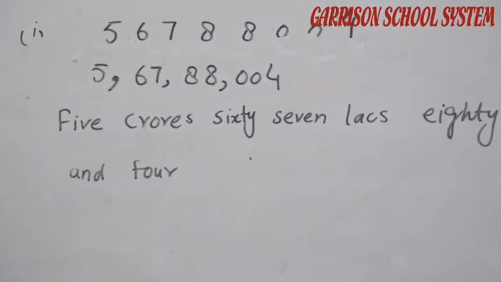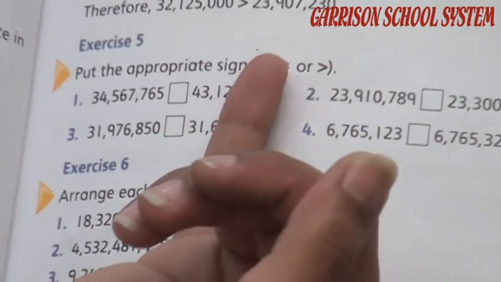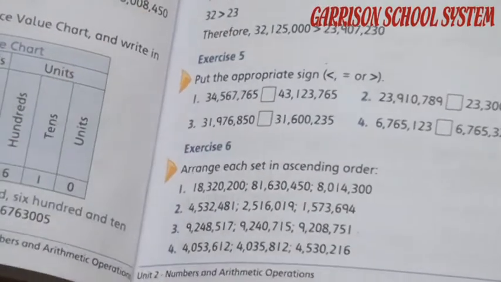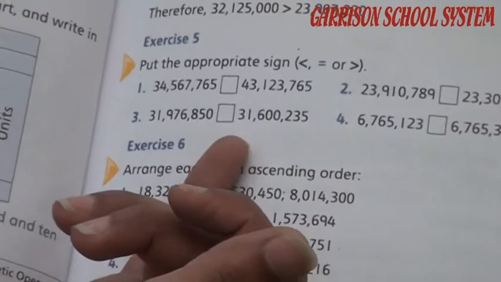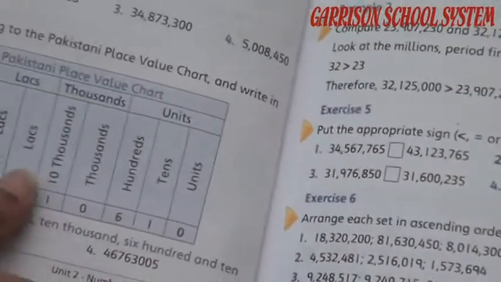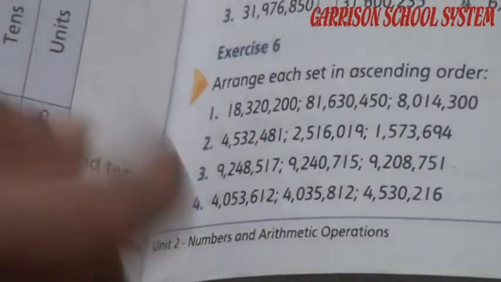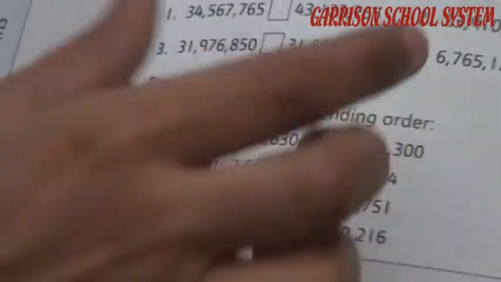So now we will start exercise number 5. Put the appropriate sign: less than, equal or greater than. So students, this exercise you can also do by yourself, because I have already told you about the comparing of numbers in the previous lectures. When you see the previous lecture, you will be able to solve the numbers.